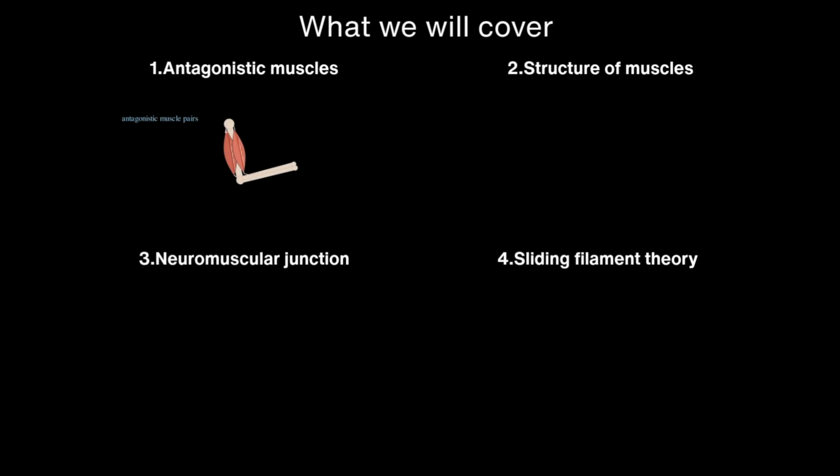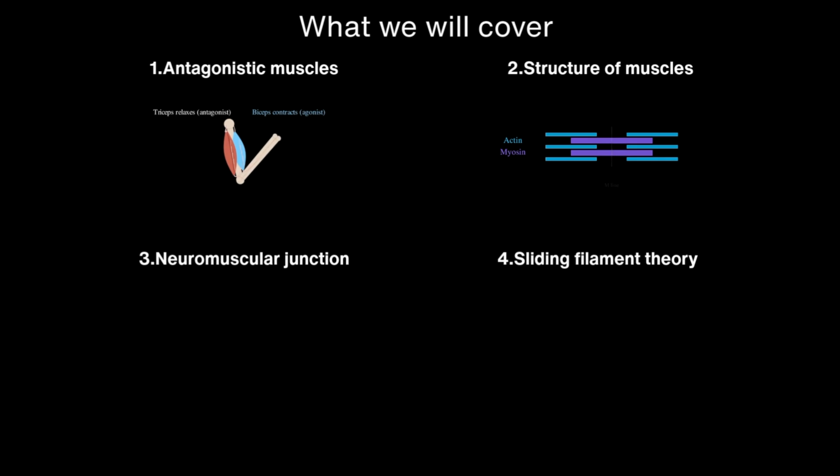Let's quickly look at what we will cover in this video. So first we'll look at how muscles work together in antagonistic pairs, using the biceps as an example. Next we'll take a look at the structure of muscles. This includes key structures involved in muscle contraction, such as the sarcoplasmic reticulum. Then we'll take a deeper dive into the ultrastructure of myofibrils, as shown by this image here.